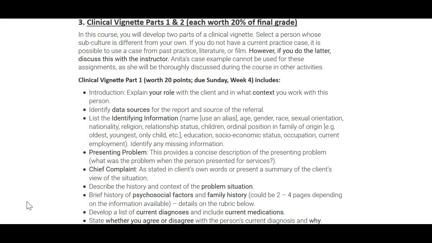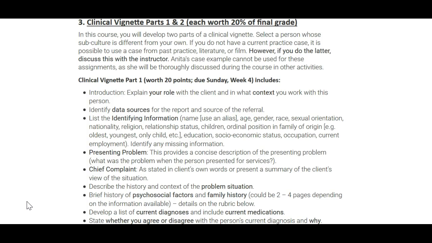So let's go over the outline here as well, and I will just talk you through some of the formatting and how to answer the questions thoroughly. Okay, so of course, introduction, explain your role with the client and the context in which you work with the client. So when you explain your role with the client, in what way do you interact with the client? Are you their therapist? Do you work in a community behavioral agency? Are you their case manager? Are you their therapist at the agency? What role do you work with them? And it's okay if you're not the therapist or the clinician, just explain your role with the client and the context of your work with the person.